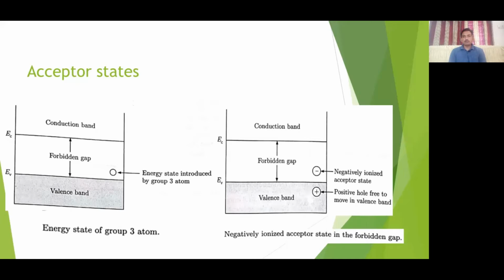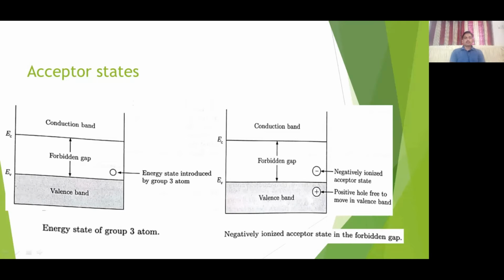So we can summarize both acceptor and donor states in a single line: whenever you add an impurity atom, it creates an extra energy state. If this energy state lies near the conduction band, then this is usually an n-type semiconductor. And when it lies near the top of the valence band, it is usually a p-type semiconductor.